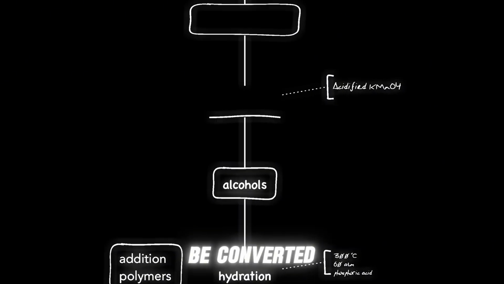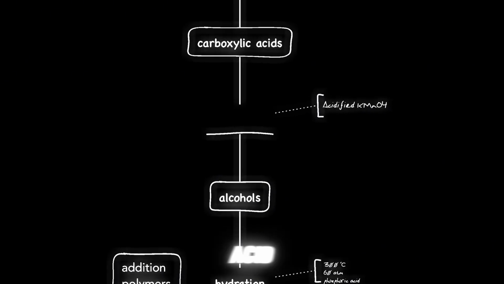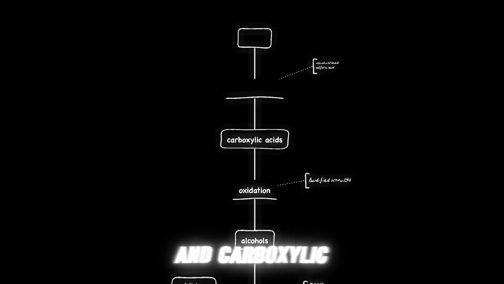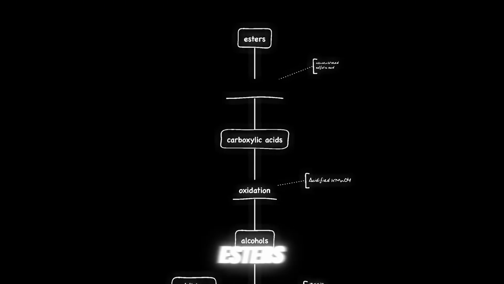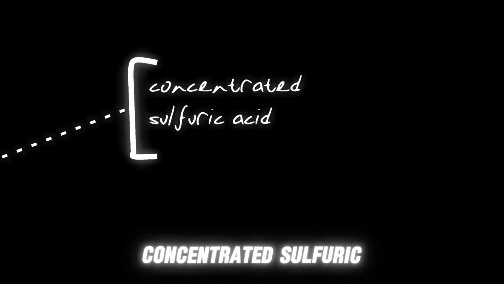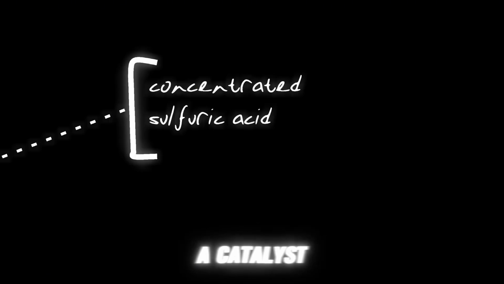Alcohols can be converted into carboxylic acid by oxidation reaction, which requires acidified potassium manganate as an oxidizing agent. Both alcohols and carboxylic acids are converted into esters through a condensation reaction, which requires concentrated sulfuric acid as a catalyst.